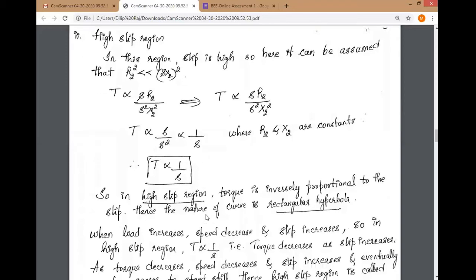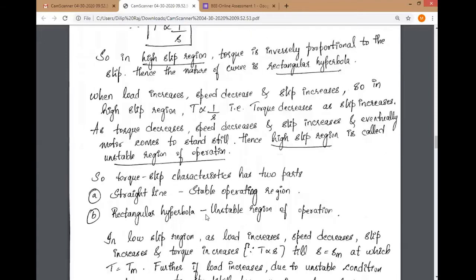Now, there are two parts to the torque slip characteristics. One is where torque is directly proportional to slip, at the low slip region. We have a straight line, and that is regarded as the stable operating region. And the second part, the high slip region, where torque is inversely proportional to slip, the nature of the curve is a hyperbola, and that region is referred to as the unstable region of operation. We will see why it is stable or unstable.